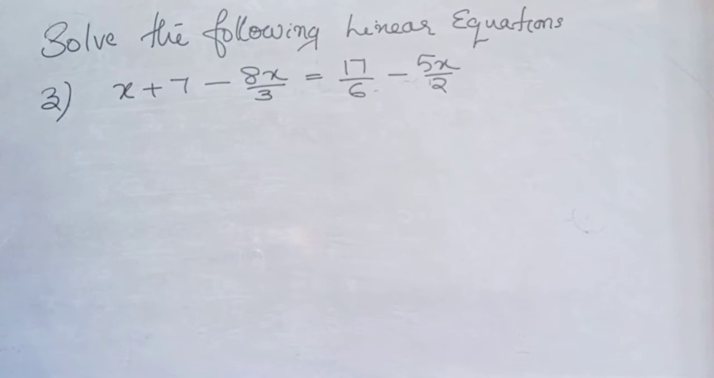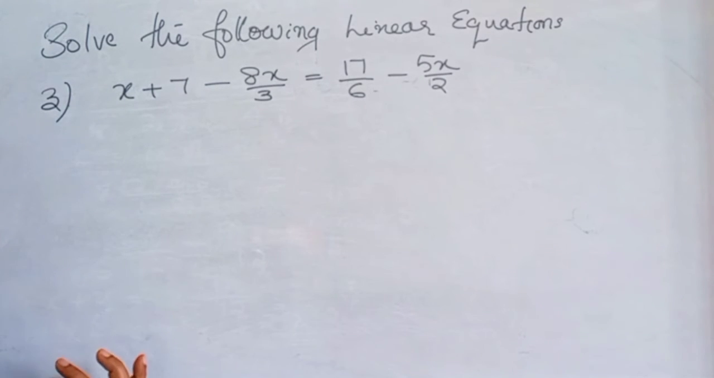Now we can think about question number 3. How to solve this problem? First of all, read the problem and understand. It is given x plus 7 minus 8x by 3 is equal to 17 by 6 minus 5x by 2. Okay, so apply the rules here to solve the linear equation.